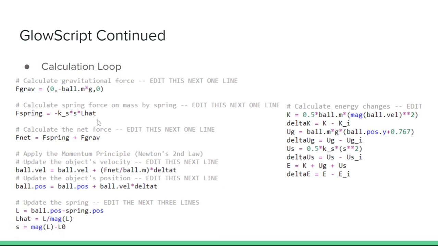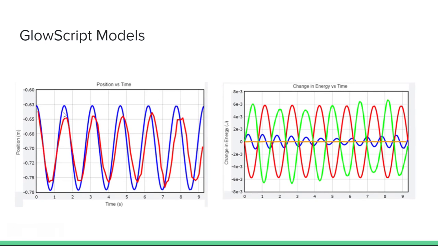Going through the calculation loop, the force of the spring is negative k s x times L hat for direction. The net force is the addition of these two forces, and using the velocity update formula and position update formula, we can continue gathering the data that GlowScript models. So for the energy changes, it's simply final minus initial for all 4 types, and we get these graphical results.